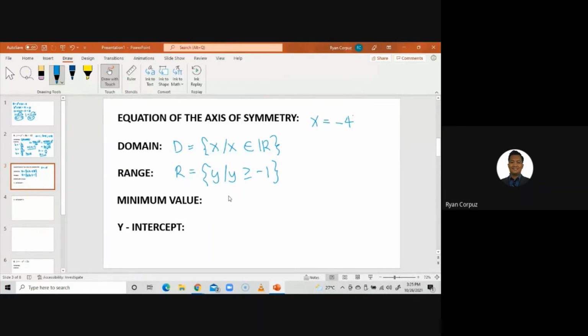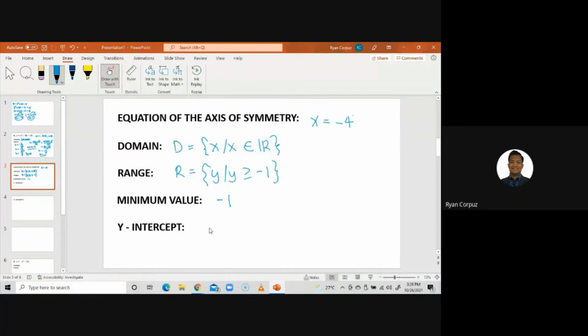So, since the graph opens upward, ang meron siya ay minimum value. So, anong minimum value niya? Yung value daw ng k. Ano yung value ng k? Kasasabi lang sa pagkuha ng k, negative 1. So, answer mo na negative 1 is already enough. Not like for the axis of symmetry na dapat naka-equation form siya. So, your minimum value is negative 1.